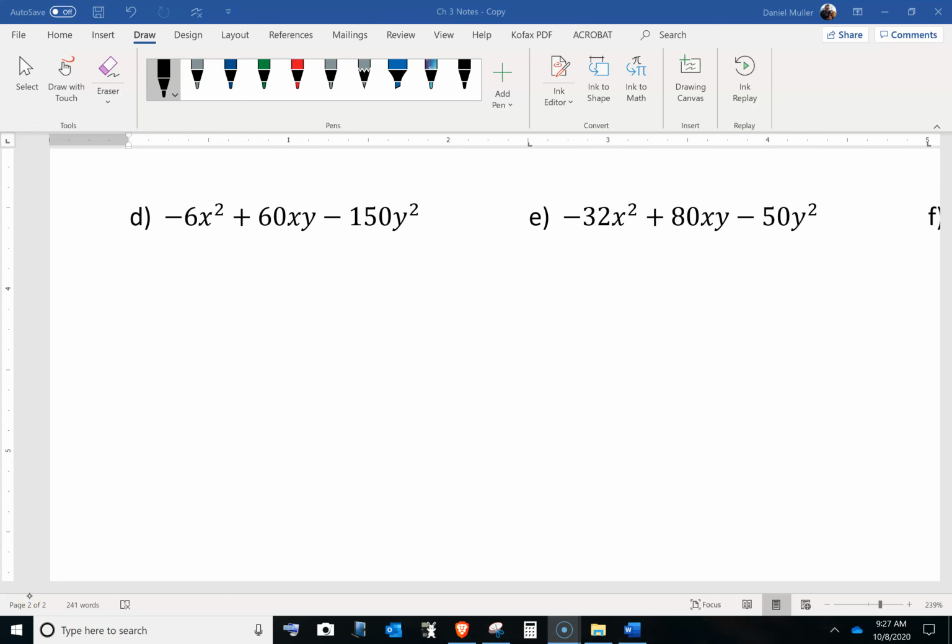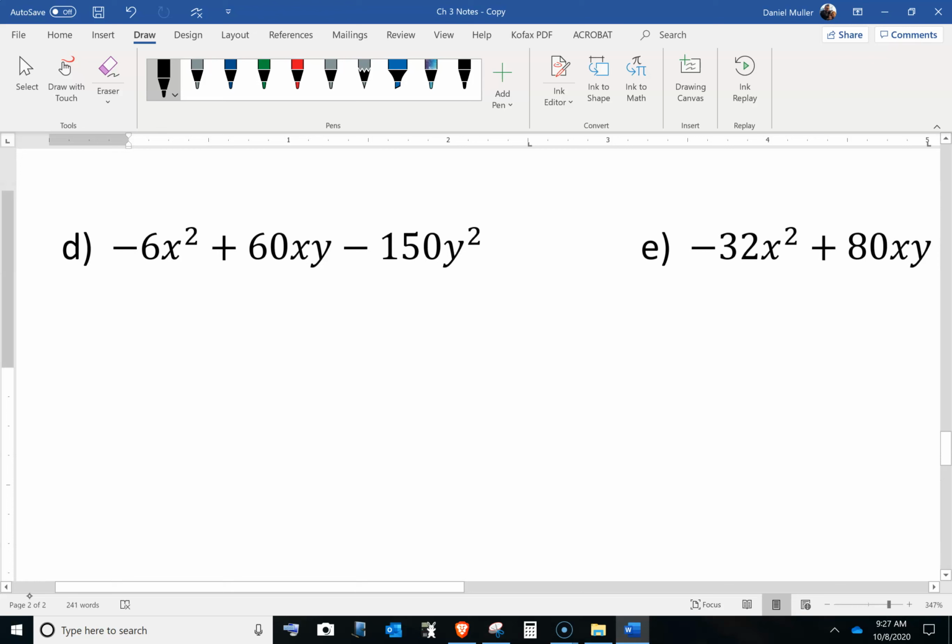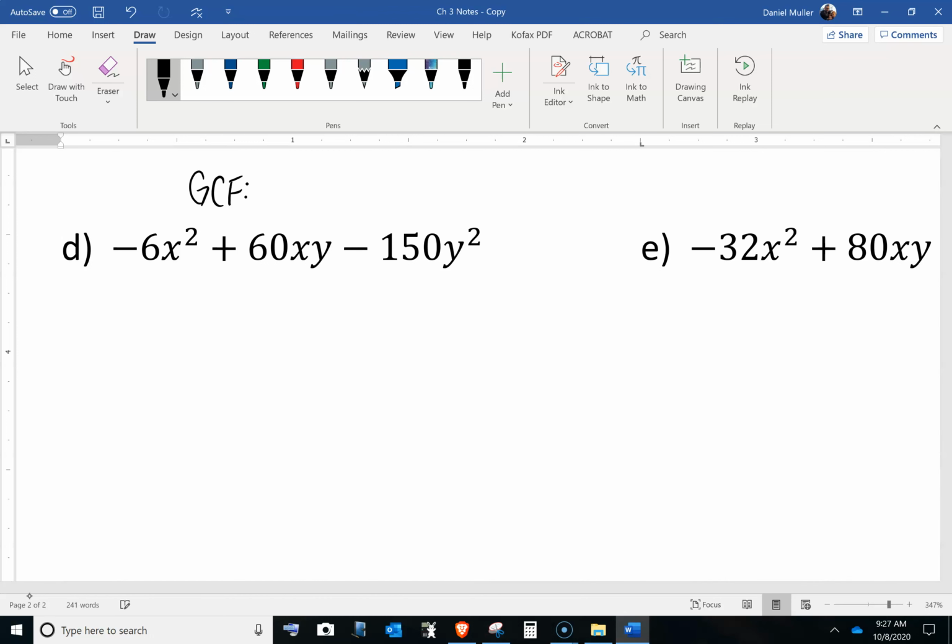Let's continue on here, finding out what our GCF is and taking that out. So for D here, GCF. Well, the smallest x squared, x, none would be none. The smallest y squared, y, no y, so it would also be no y's. So there are no letters.